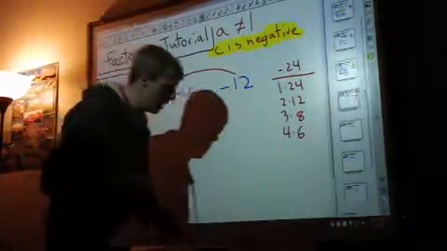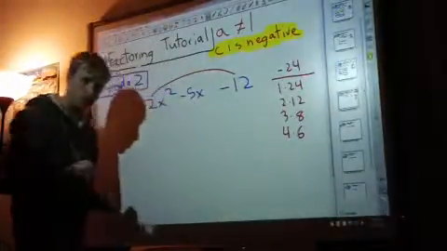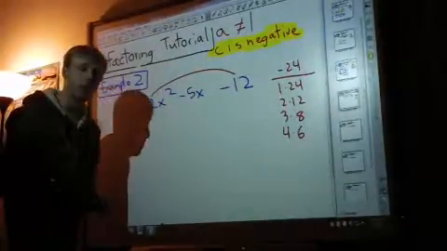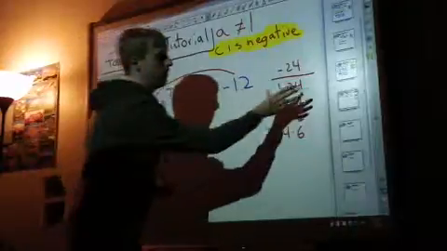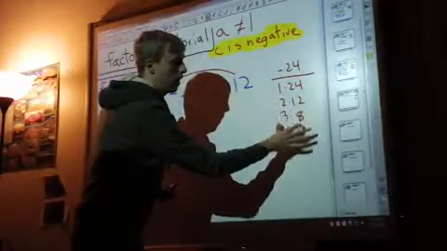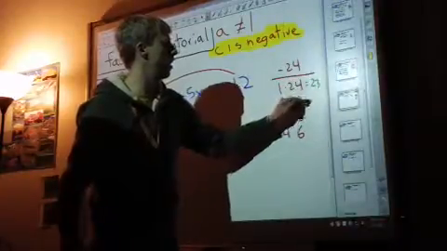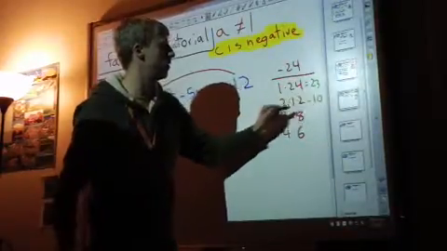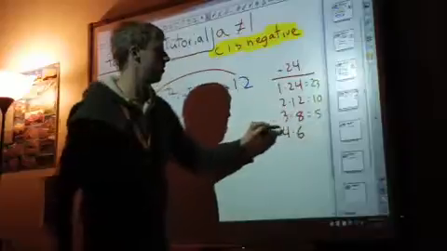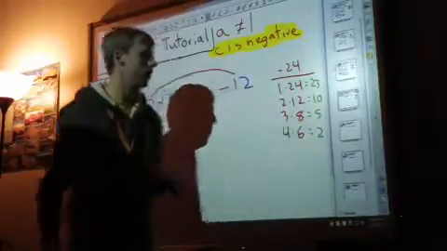Now the whole key again, I have a negative 24, so that means it's a difference, not a sum. So I'm looking for the difference between each pair of numbers. So 1 and 24, that difference is 23. 2 and 12, the difference is 10. Here the difference is 5. Here the difference is 2.